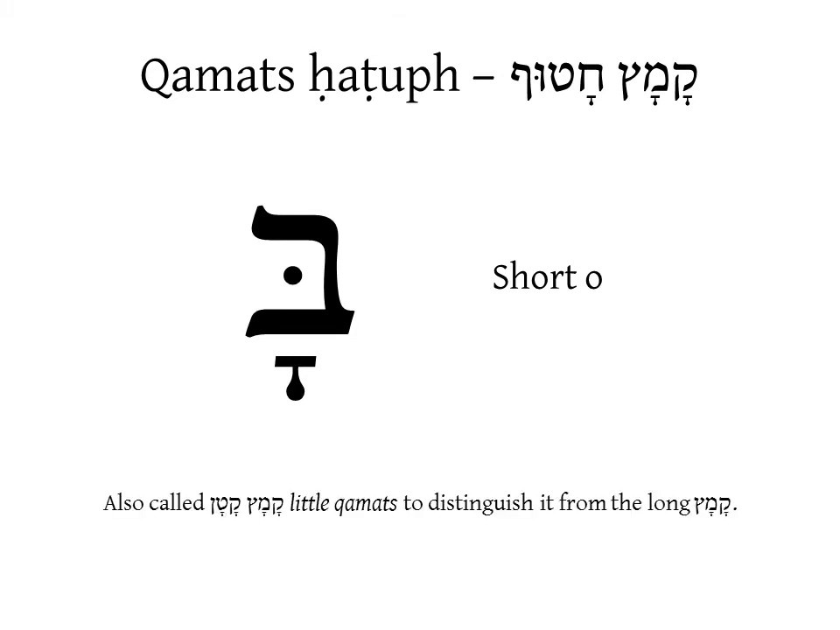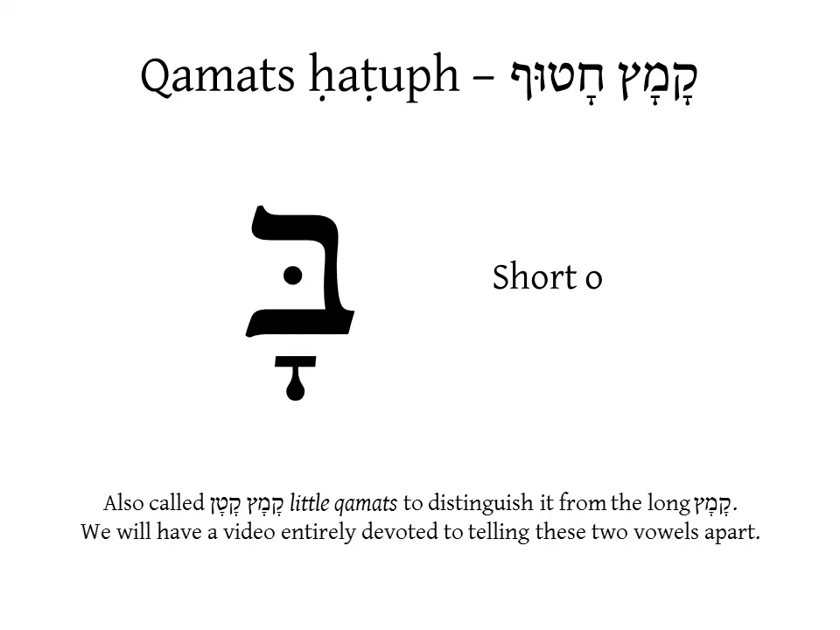Sometimes this short o kind of qamatz chatuf, is called qamatz katan, little qamatz, to distinguish it from qamatz gadol, big qamatz, or the long ba that we learned in the last video. For now, we know of no way of telling these two apart.